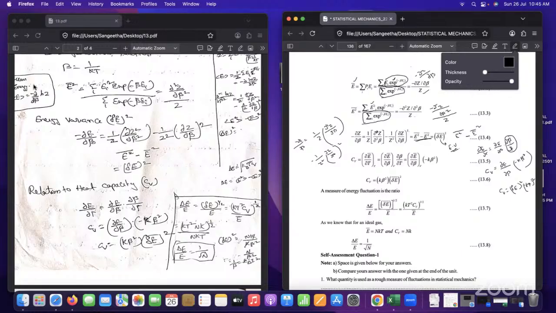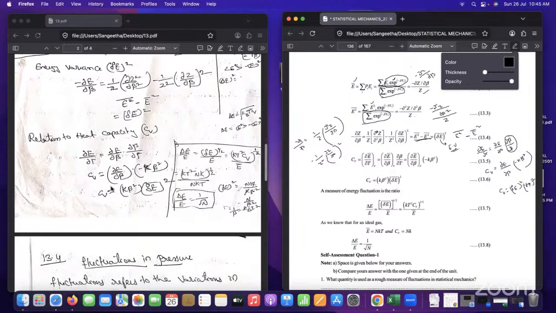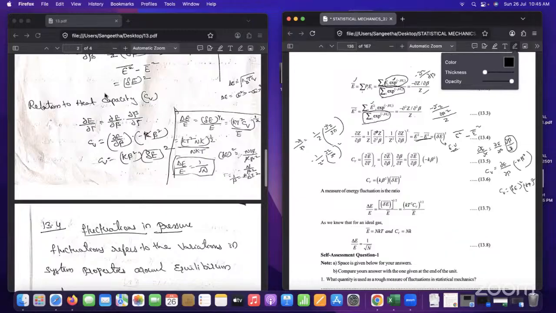After calculating the specific heat, now we will see the fluctuation ratio. What is the fluctuation ratio here? The fluctuation ratio can be represented as delta E by E.